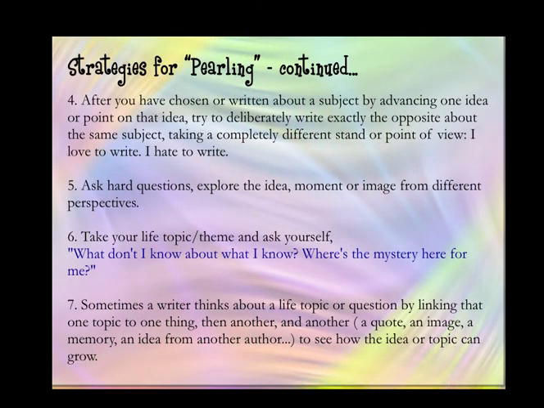After you've chosen a topic and you've written about it a little bit, by taking one particular stance or point of view, try to deliberately write exactly the opposite about the same subject. So if you've been writing about how important a particular person has been in your life, try writing what your life would be like without that person, because that's a place that's going to give you different points of view.